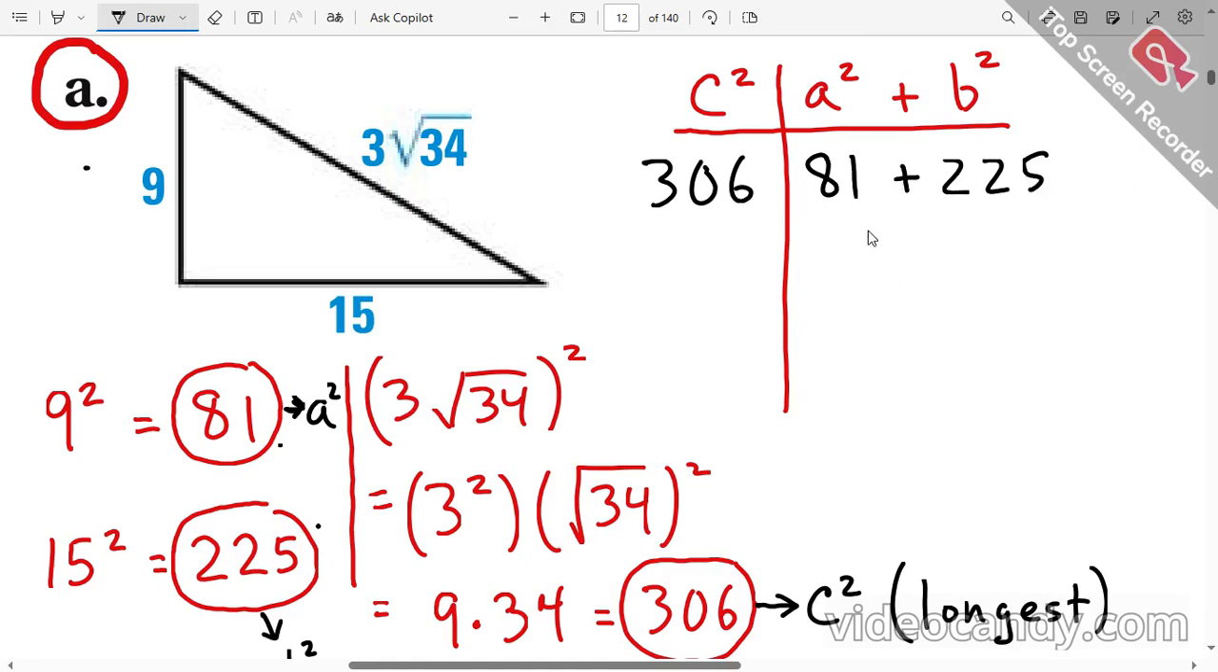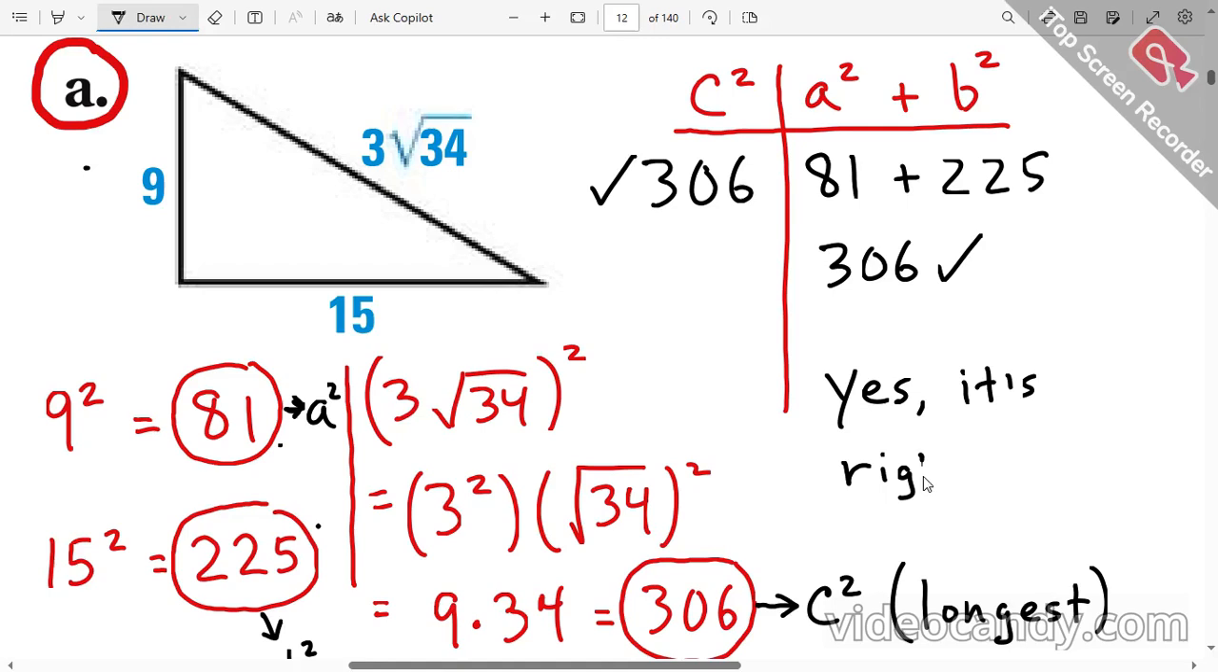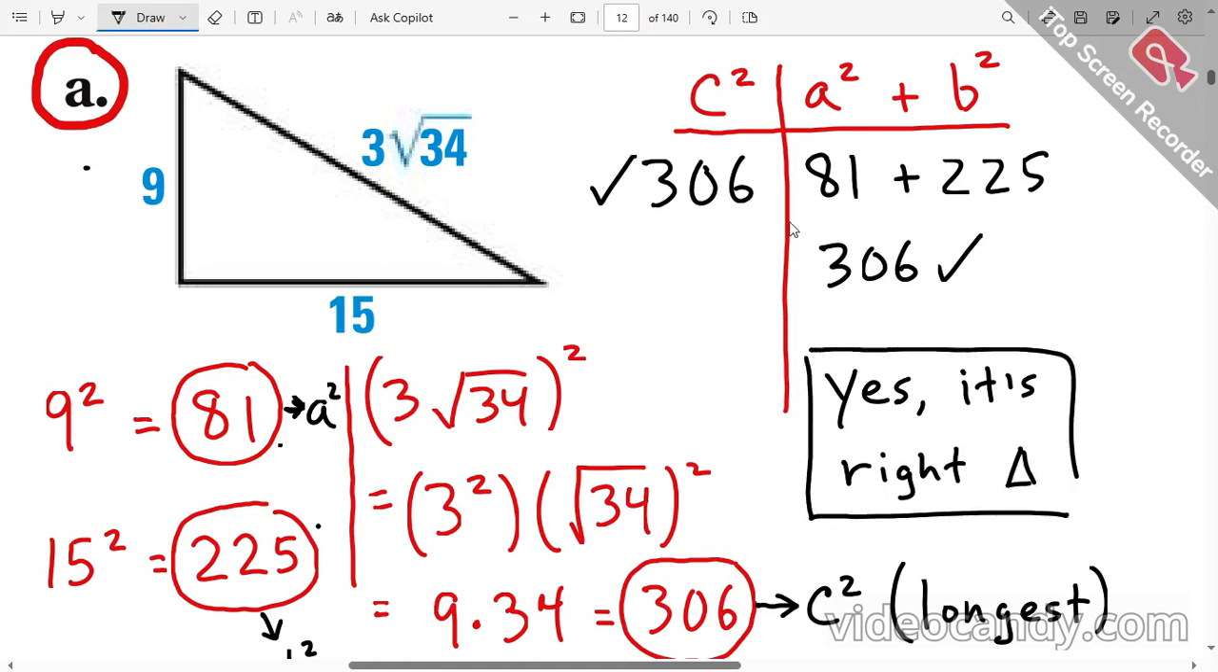All right, so 80 plus 225, that's going to be 305, plus 1, that's going to be 306. All right, and we can see that 306 equals 306. Those are equal. So the answer is yes. It's a right triangle. All right, so that's how you prove it.